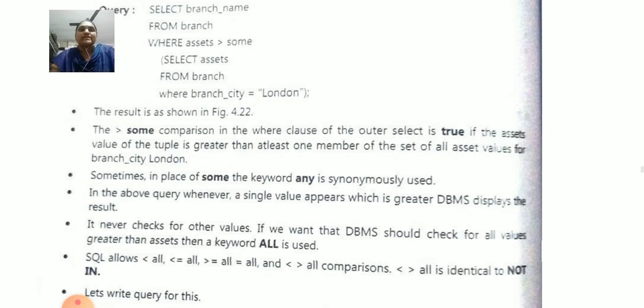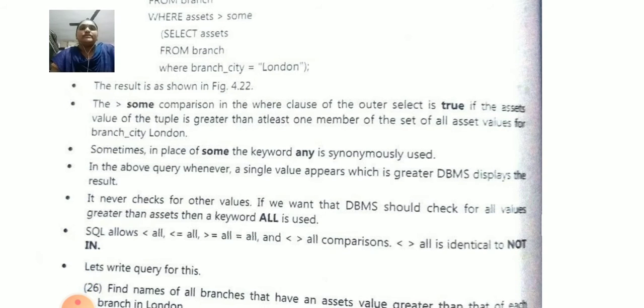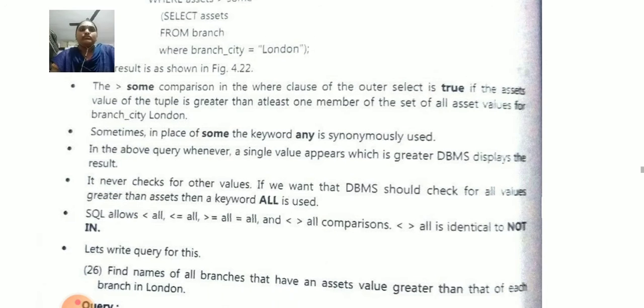Okay, select asset from branch where branch city is equal to London. Okay, the result is shown here. The greater than some comparison in the where clause of the outer select is true if the asset value of the tuple is greater than at least one member of the set of all asset values for branch city London.